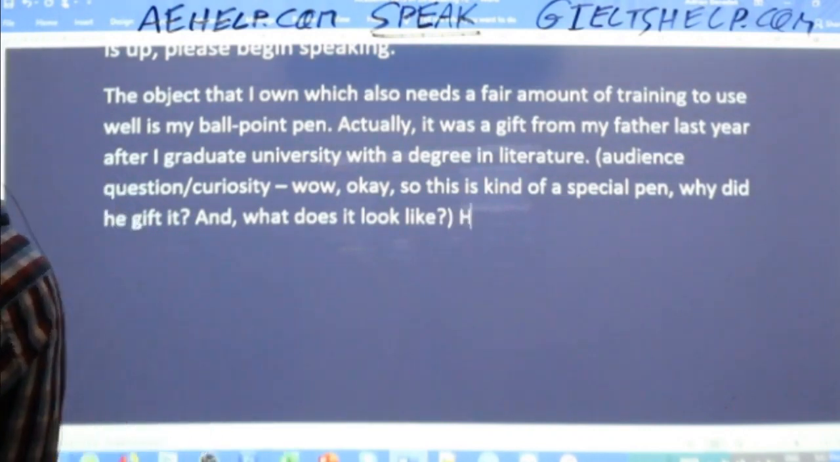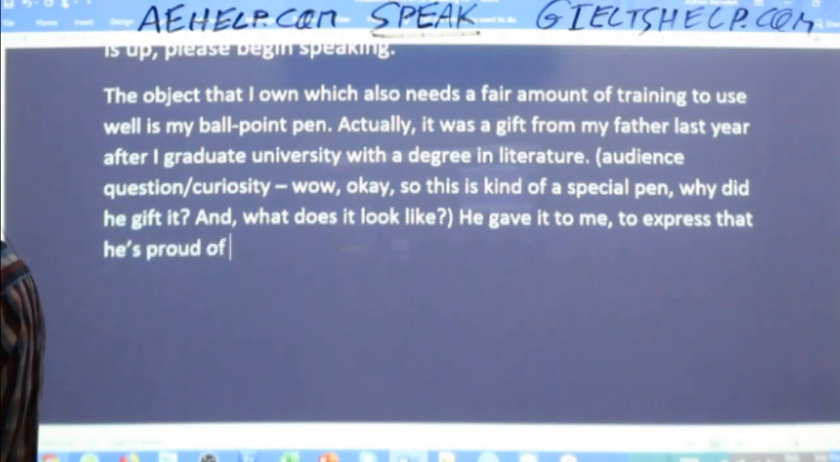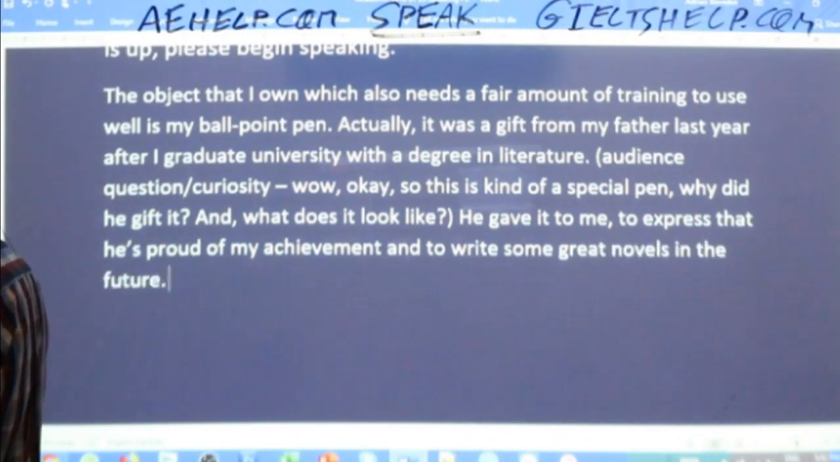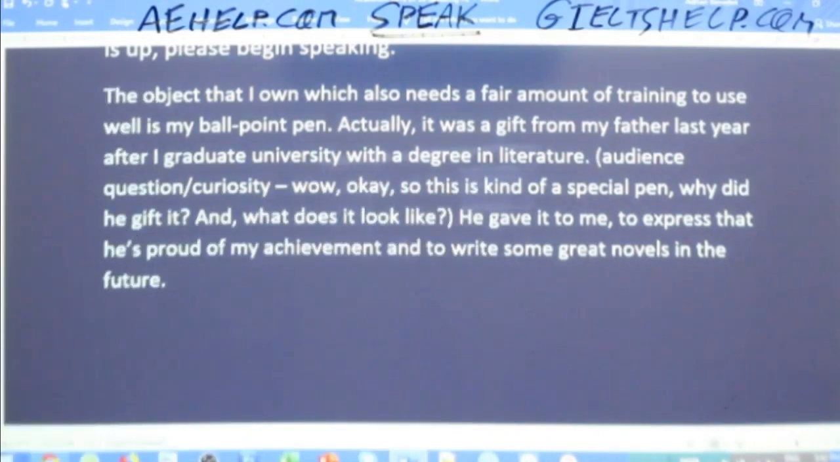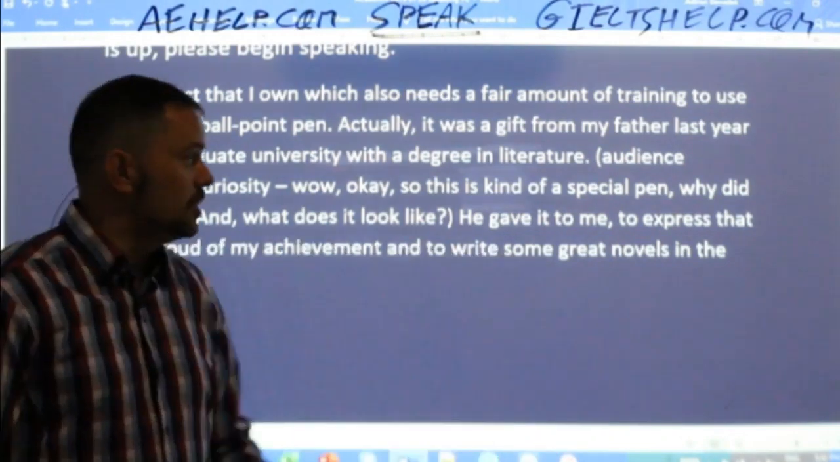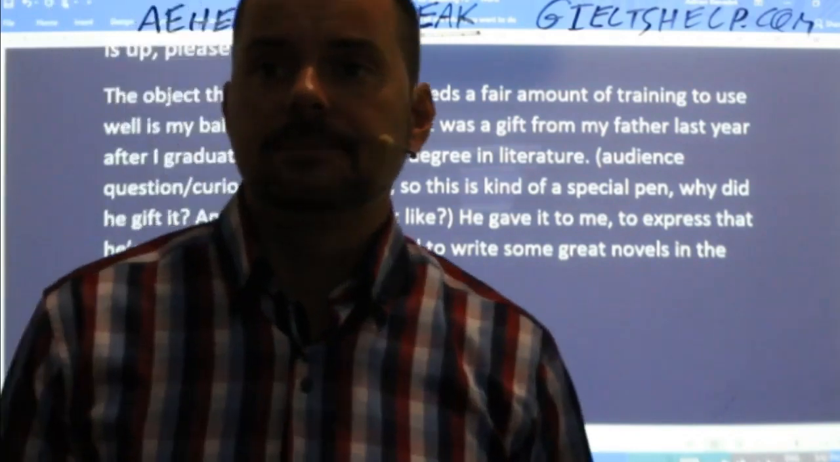So he gave it to me to express that he's proud of my achievement and to write some great novels in the future. Okay? Again, I just said that I got a degree in literature. So nice and fluent. He gave it to me to express that he's proud of my achievement and to write some great novels in the future. That's why he gave it to me. What does it look like?